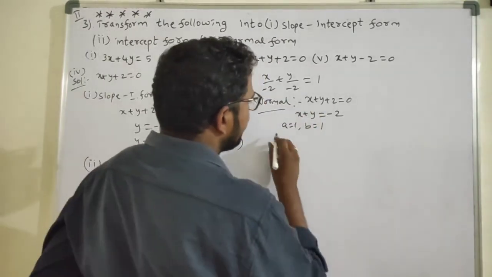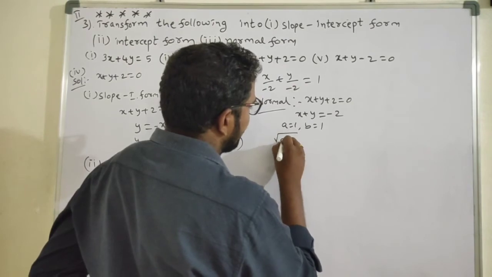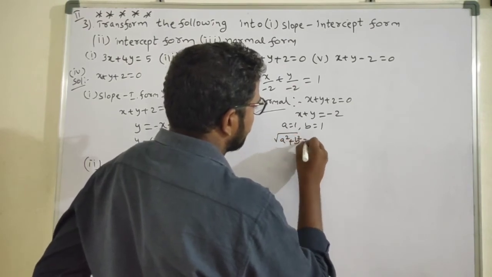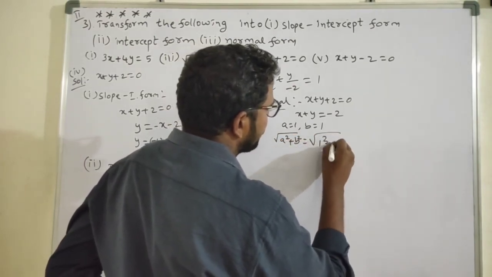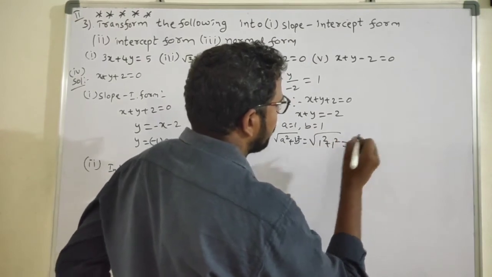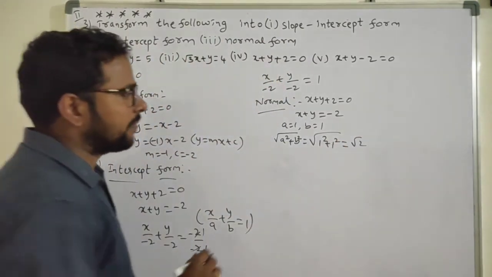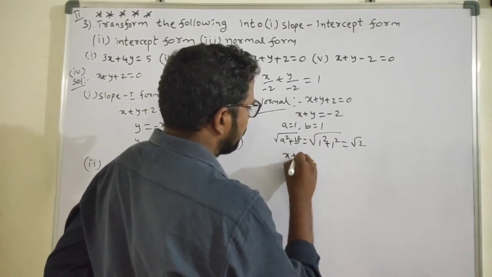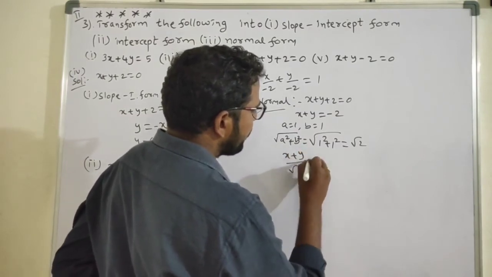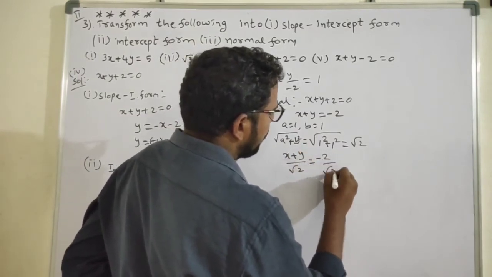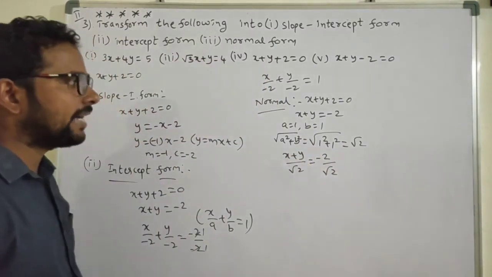So divide both sides with root over a square plus b square. Root over a square plus b square is equals to root over 1 square plus 1 square is equals to root 2. That means we have to divide both sides by root 2. So x plus y by root 2 is equals to -2 by root 2. In the normal form, the right side should be positive.